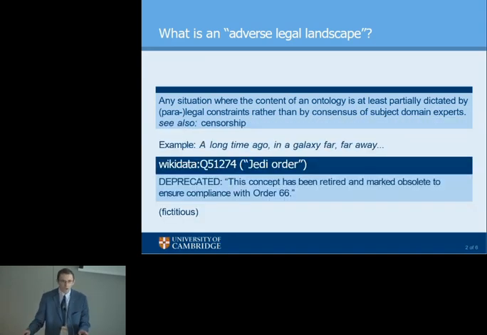To call things what they are, this is a euphemism for censorship. And this is what it could look like in a fictitious world. But unfortunately, since earlier this year, and as you may have heard this morning in Chris Mungall's keynote, we now have a very real example.